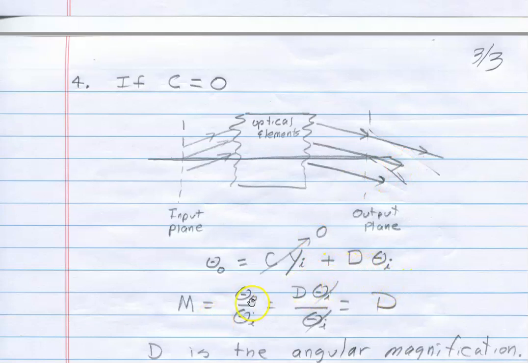And in fact, I can get the angular magnification, we've been calling that big M, which is the output angle, theta_o, over the input angle, theta_i. And we know that the input angle is theta_i, and the output angle is D theta_i, so the theta_i goes out, and we get that the angular magnification is D. So when C is equal to 0, D will give us the angular magnification.